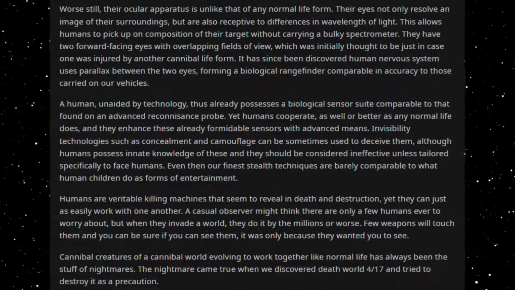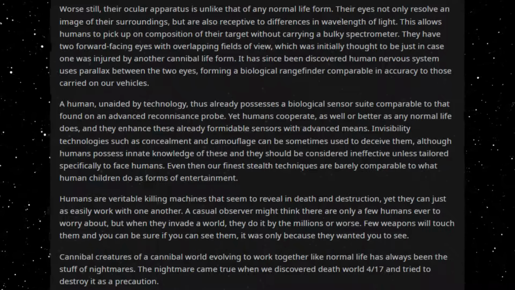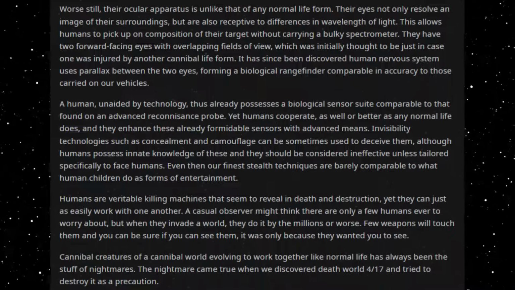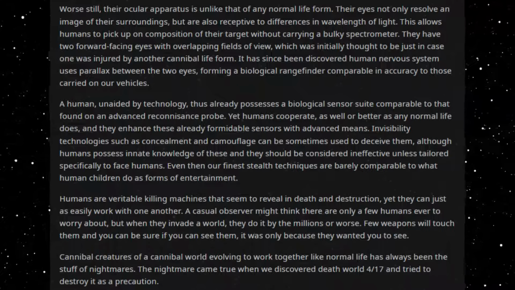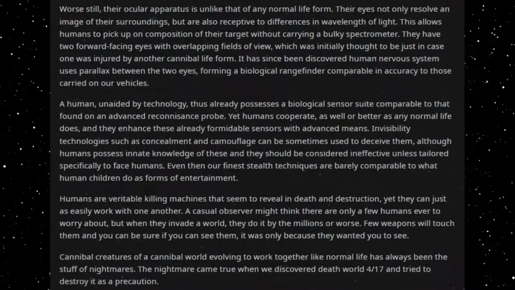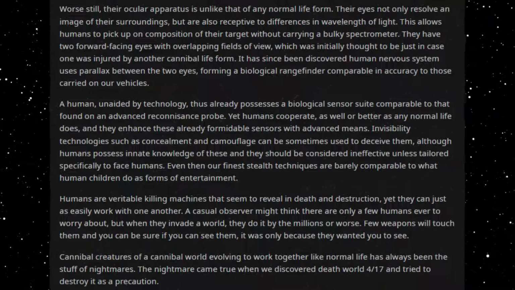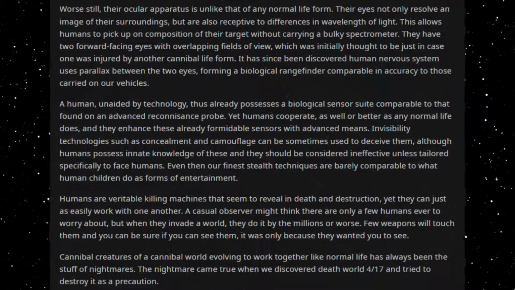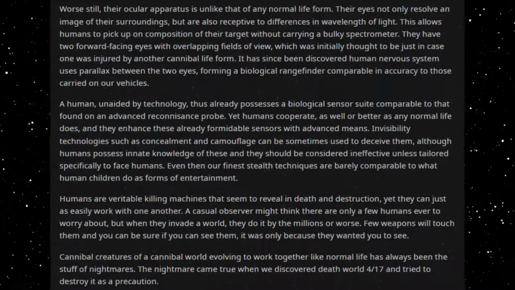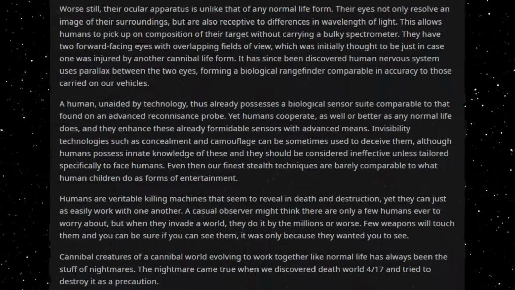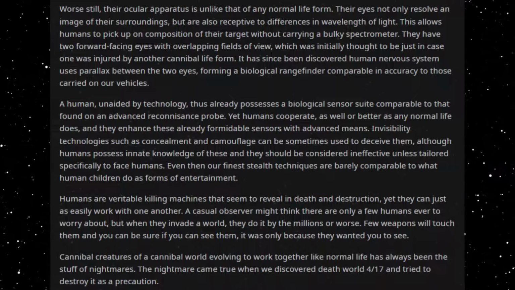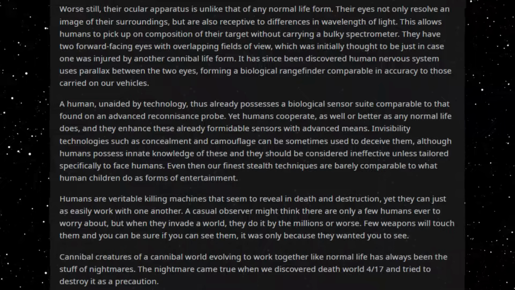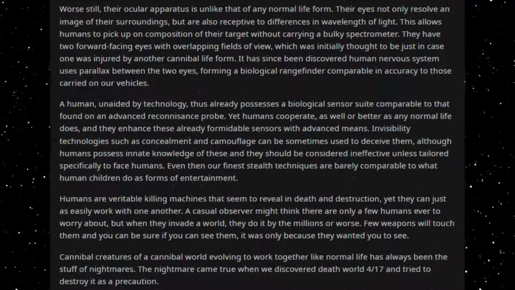Humans are veritable killing machines that seem to revel in death and destruction, yet they can just as easily work with one another. A casual observer might think there are only a few humans ever to worry about, but when they invade a world, they do it by the millions, or worse. Few weapons will touch them, and you can be sure, if you can see them, it was only because they wanted you to see. Cannibal creatures of a cannibal world evolving to work together like normal life has always been the stuff of nightmares. The nightmare came true when we discovered Death World 417 and tried to destroy it as a precaution.